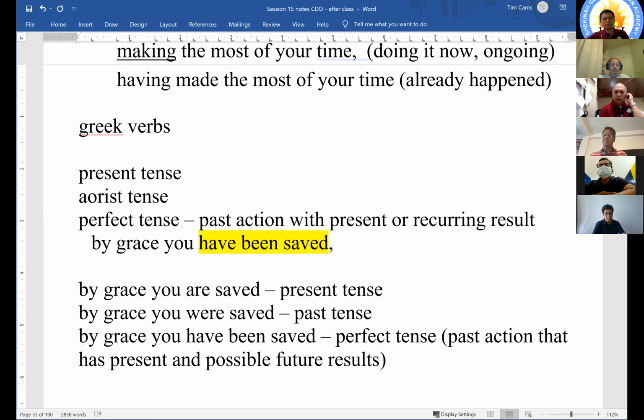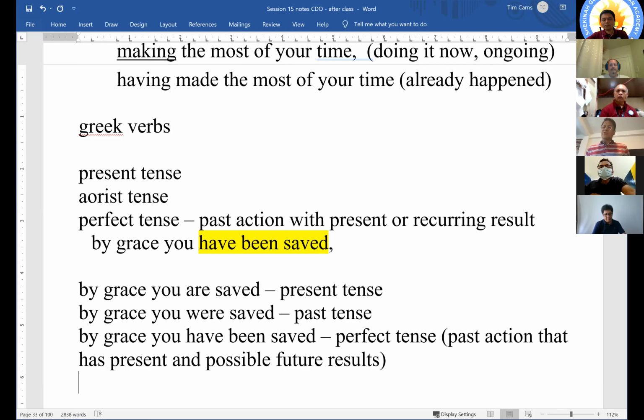Okay, Paul could have used an aorist tense to say, by grace you were saved at one time, but he wants to make sure we understand that that wasn't something that happened only in the past, but it has a present impact. And he didn't say by grace you are saved. He wasn't saying that it's some ongoing thing happening now. It was an event that took place in the past, but it has ongoing results. The effect of it continues. The actual action isn't continuing, but the effect of the action continues.